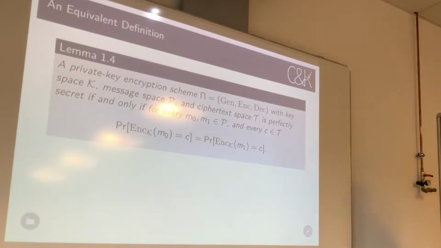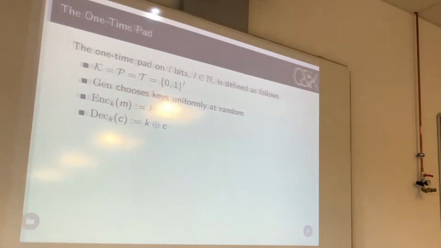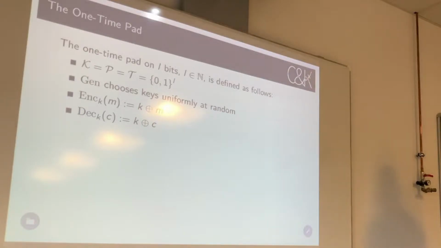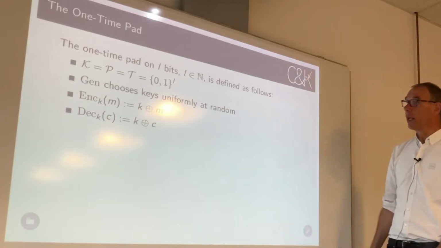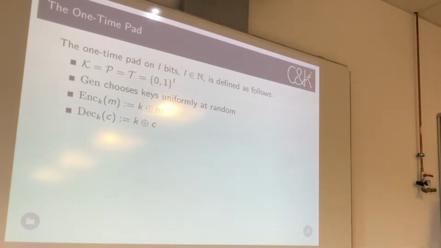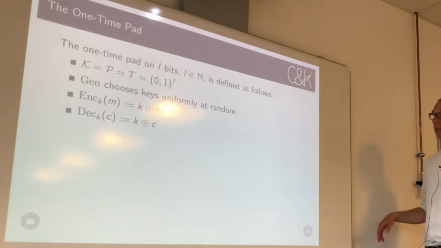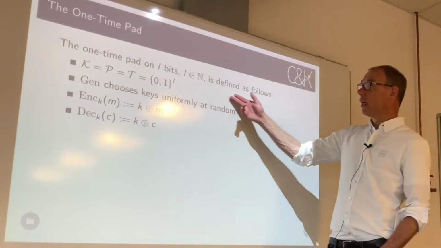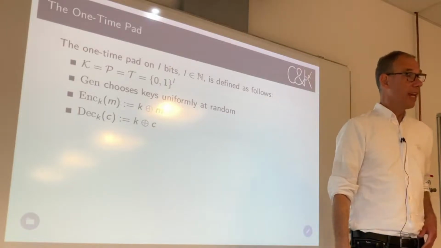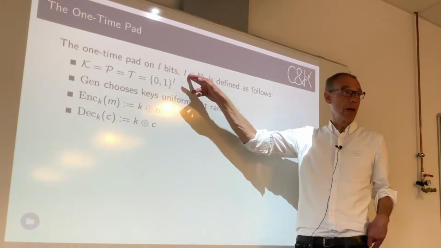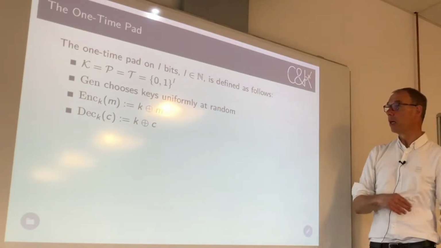Using that definition, for example, we could show that the one-time pad is perfectly secure. The one-time pad on L bits is defined as follows. I will use it today, so that's why I'll recap it here. Here, the key space, the message space, and the ciphertext space are all the same. They consist of {0,1}^L, where L is some parameter.